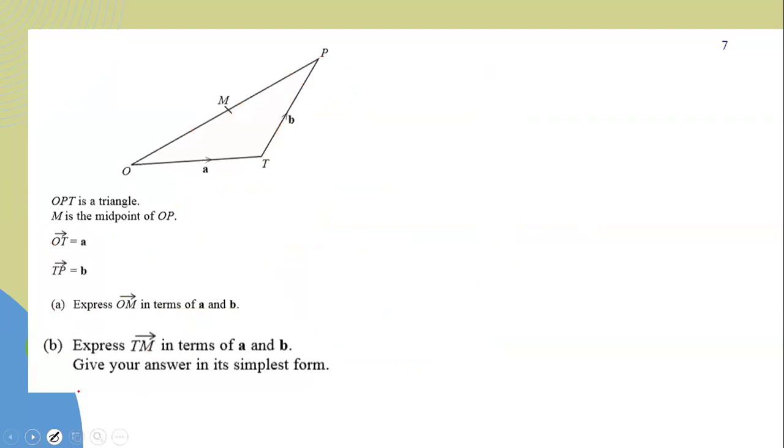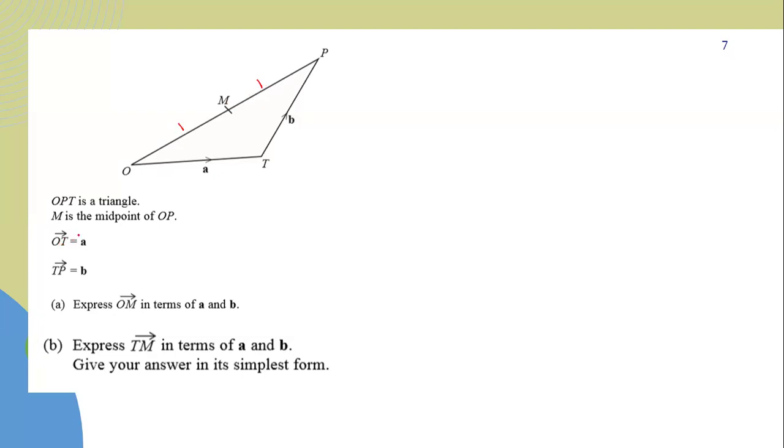Okay, now we are going to start on the first part. They have told us that we have this triangle O, P, and T. M is the midpoint. And we have said that a midpoint divides our line into two equal parts. That means that this is one part and this is one part, so those two parts are equal.